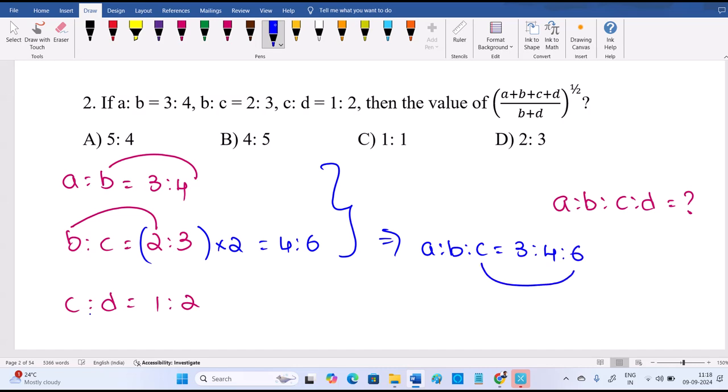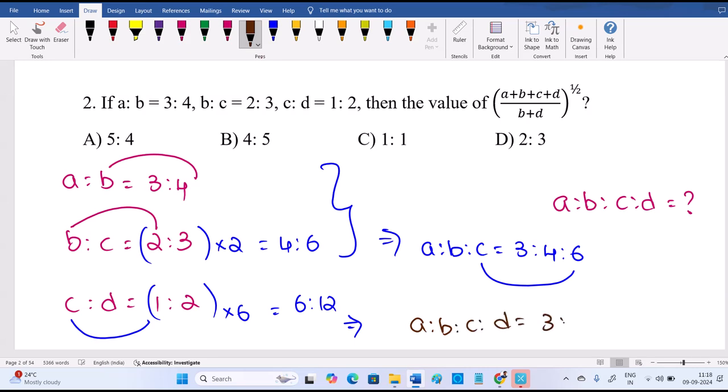Here C is 6, here C is 1. We don't have same. I need to multiply this with 6 to maintain both same. Now 6 and 12. So finally we can join entire A, B, C, D. This is basic concept. 3, 4, 6 and 12. Right. So C is same here and here. Here also now C is same. Here also B is same. So B same, C same.